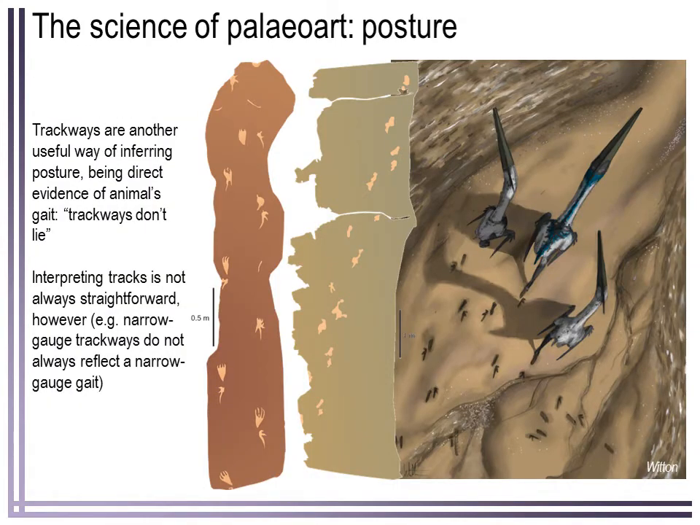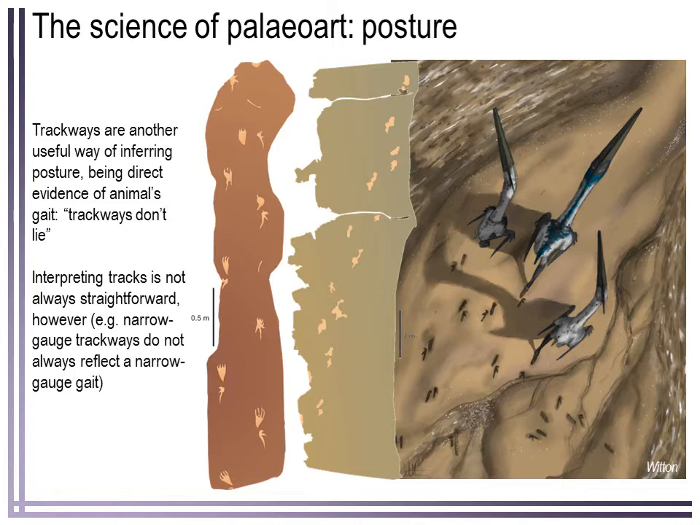Now we can call on other parts of the fossil record to give us some idea of the way animals carry themselves, and footprints are a great example of this. Paleontologists will often say, well, trackways don't lie. And the reason for this is because, of course, they record the precise location of the hands and feet of animals when they're walking around. So they're telling us exactly where they were putting their limbs when they were walking. And so this can give us an awful lot of information about how animals are moving about.